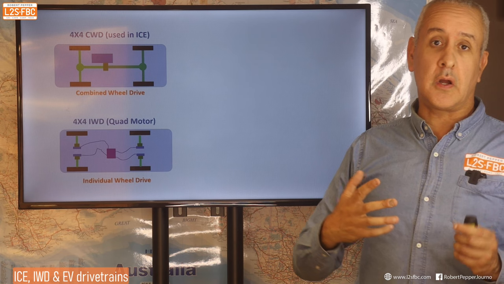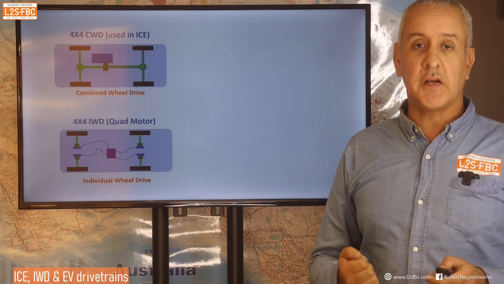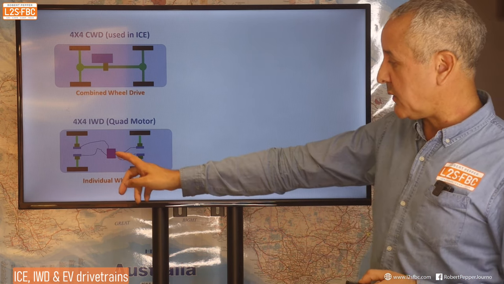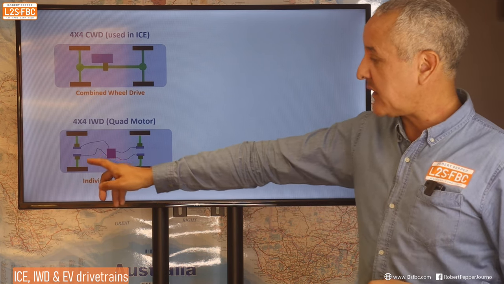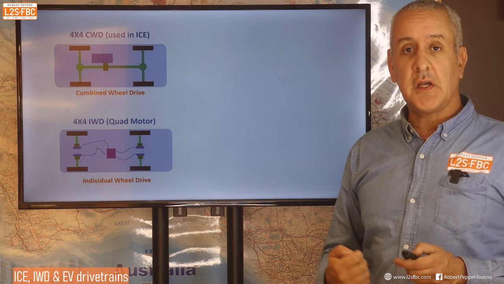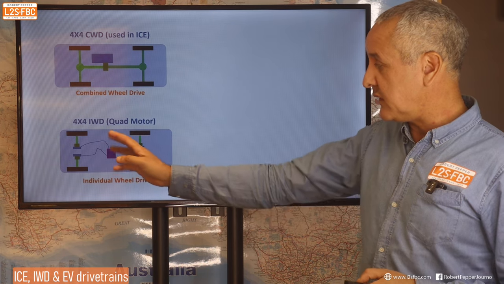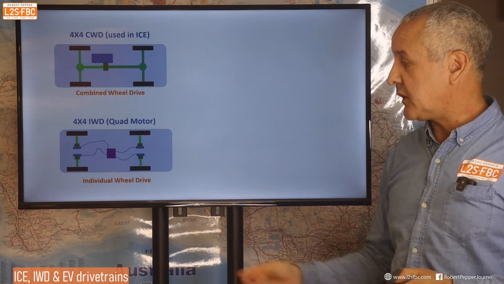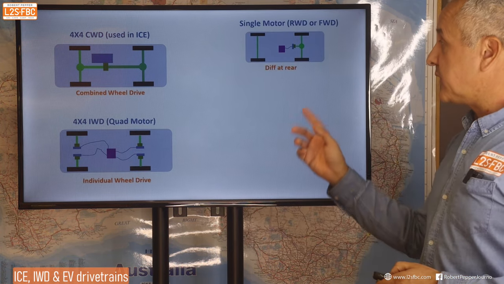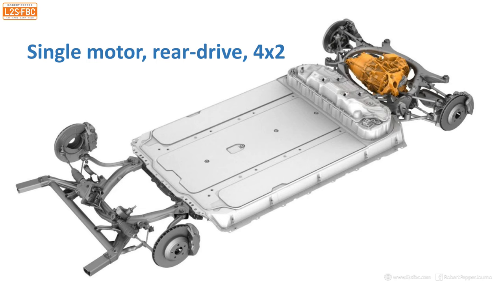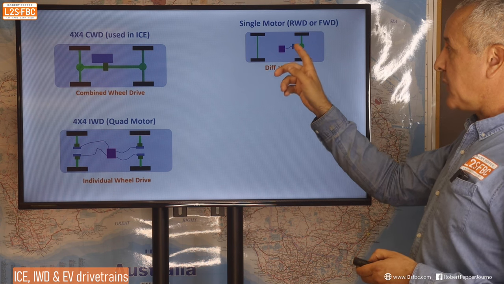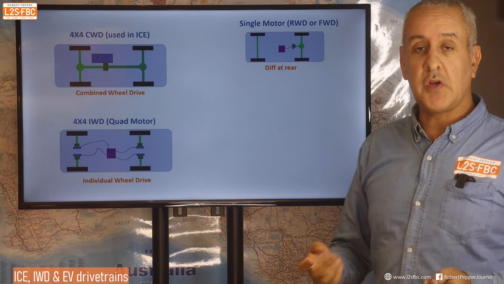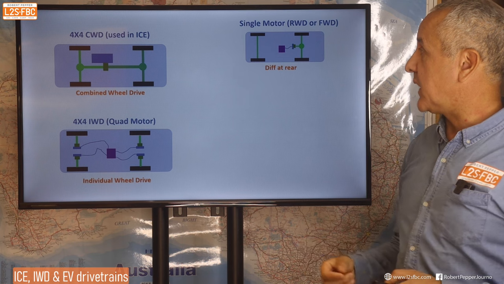Now, the extreme with EVs is IWD, or individual wheel drive. We've got a battery, we've got a motor at each wheel which individually powers each wheel, and then the torque and the speed is varied according to what the car is doing. So that's your IWD. Now, a simple version for an EV would be to just have a battery and a motor, and in this case you drive the rear axle via a differential, it could be the front axle.